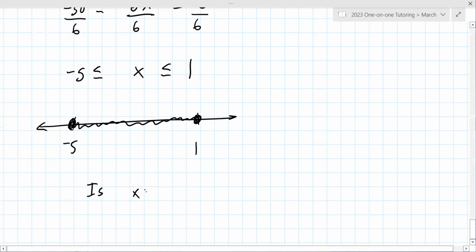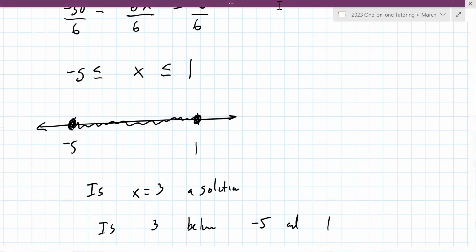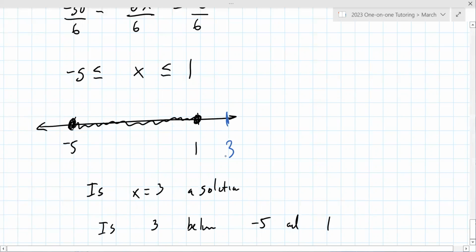Is x equals 3 a solution? So here's what you're saying. Is 3 between -5 and 1? And one thing you might do is consider labeling 3 on the number line. Yeah, I'm gonna do that. Yeah, no, it's not a solution. It is not a solution. Yeah, fortunately.